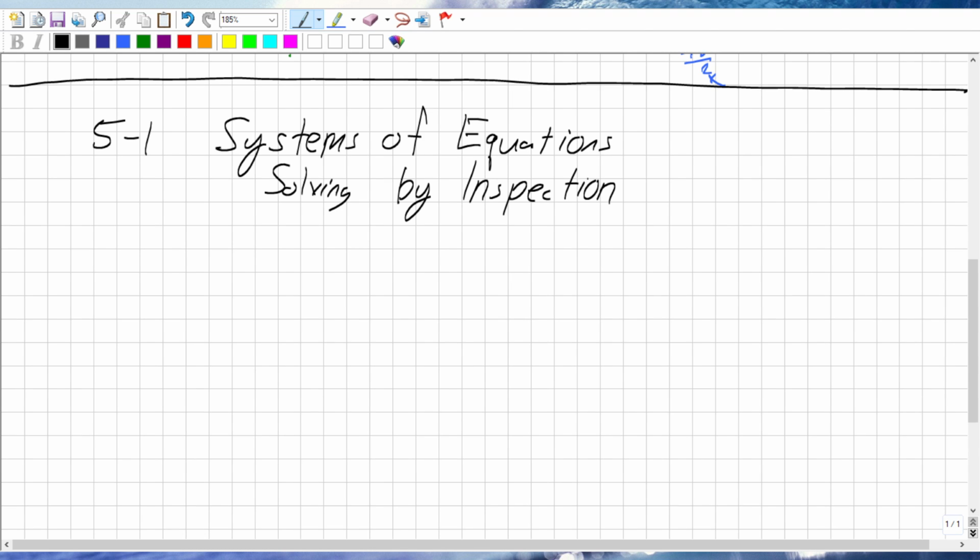Alrighty then, let's go ahead and get started. Today we're going to be going over systems of equations solving by inspection. What does that mean? That means we are going to graph and look for where these two graphs intersect.